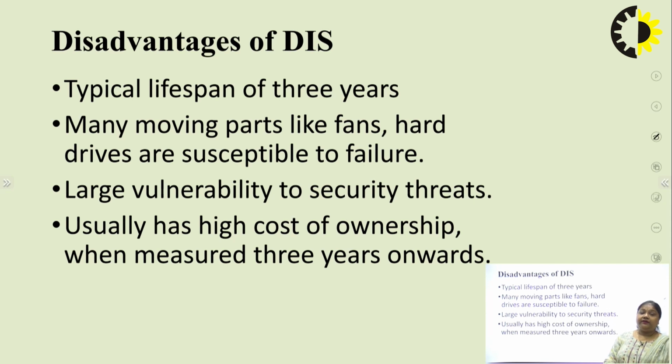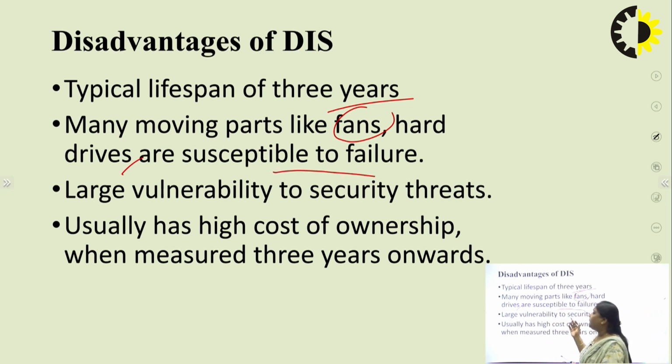Now, what are the disadvantages of DIS? It typically has a lifespan of 3 years because, as we say, the systems are working independently, so many moving parts like fans and hard drives are susceptible to failure. Maybe they can fail or get damaged. Large vulnerability to security threats, as all the data is communicated through the internet.